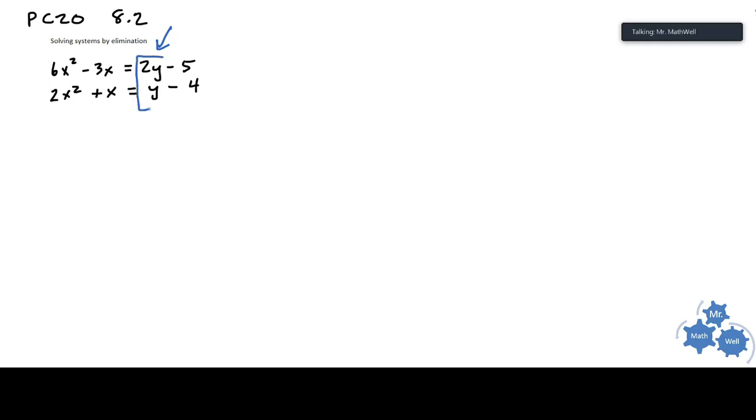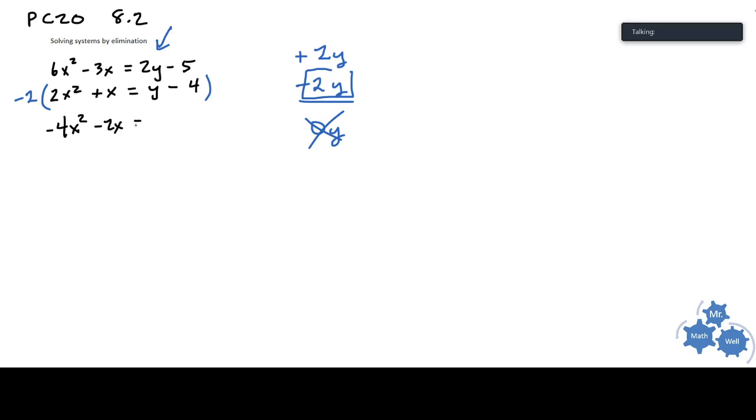Well, we want to focus on this y term. If you recall, in order to eliminate something by adding, let's say we have a negative 2y, I would want to add a positive 2y to give us 0y. Then in essence, the y term is gone. So right now, I want to make sure that I have a 2y here, and I simply do that by multiplying the entire second equation by 2. Actually, this is a positive 2y, so I'm going to need a negative 2y down here. So I'm going to multiply the second equation by negative 2. What happens there? Well, this second equation becomes negative 4x squared minus 2x equals negative 2y, plus 8.